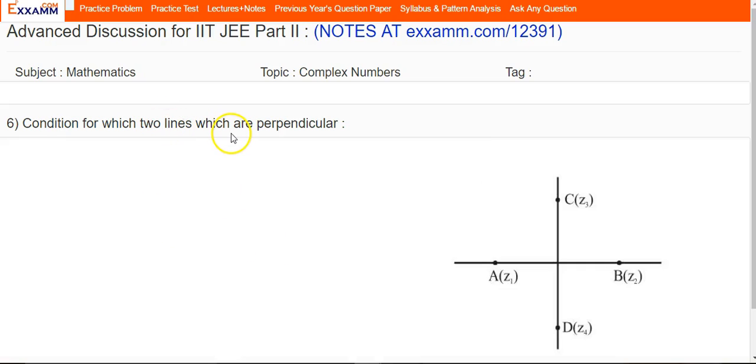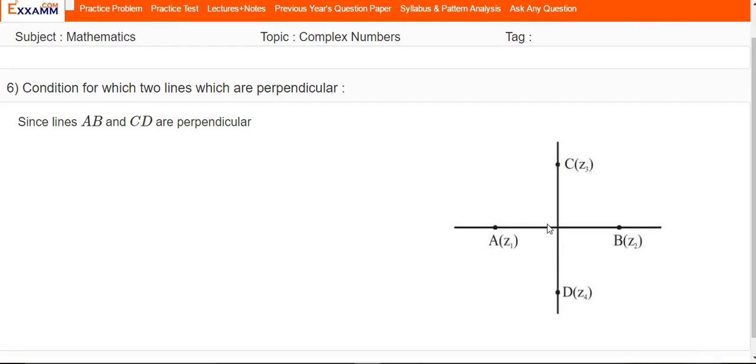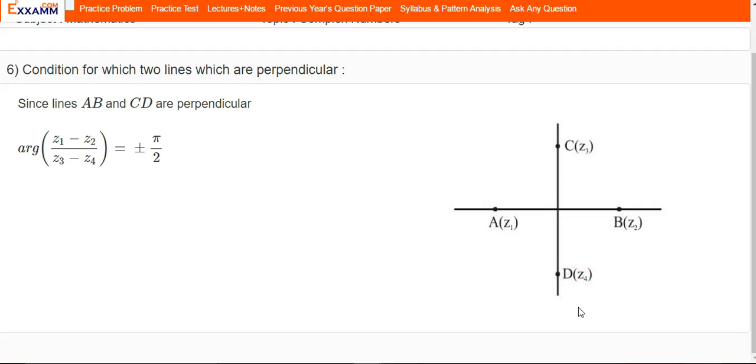Now, the condition for two lines to be perpendicular. What is the condition for two lines to be perpendicular? It is that the argument of (z1 minus z2) upon (z3 minus z4) would be pi by 2, or minus pi by 2 if we go anti-clockwise in this case.